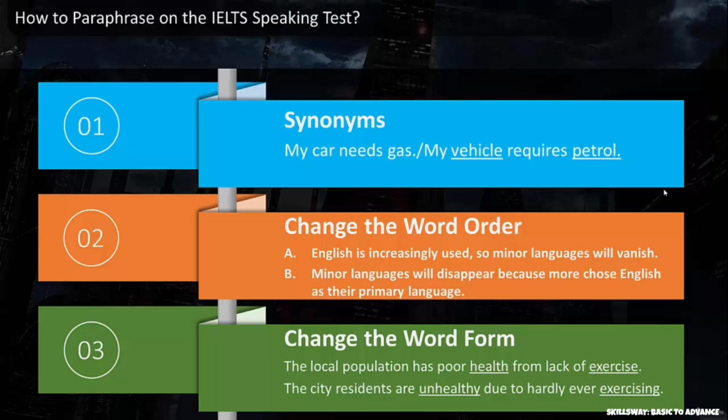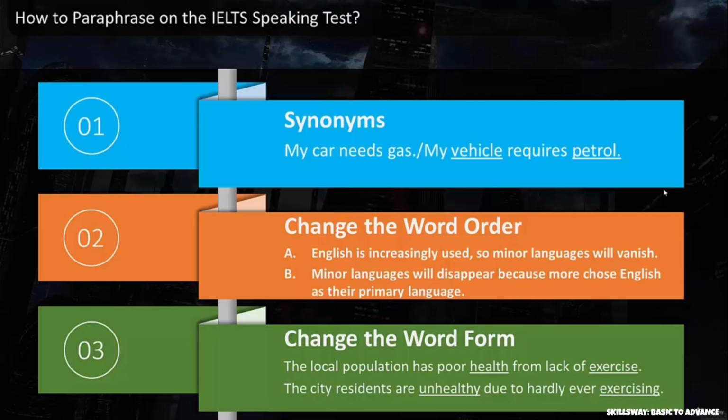Changing the word order. English is increasingly used, so minor languages will vanish. What I mean by change the word order? Minor languages will disappear because more choose English as their primary language. Switching up the word order, also changing the word form, is a way to paraphrase.